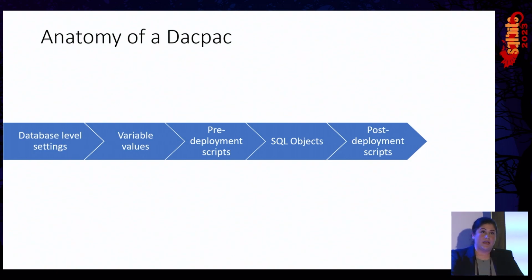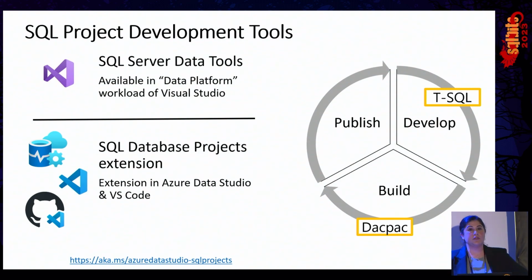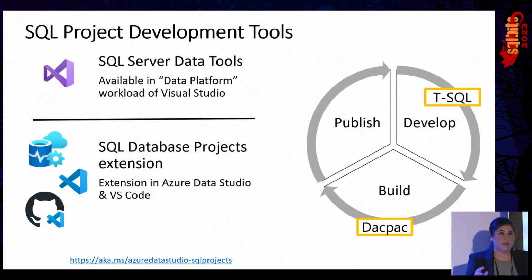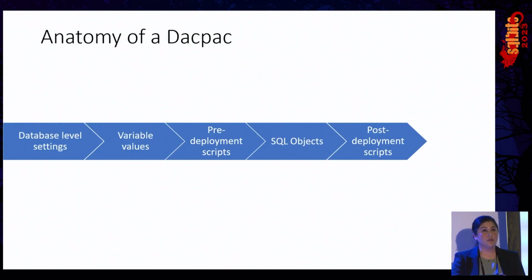What is a Dacpac? And how does that work? So when we are done building, if I go back to the diagram here, you're developing, you're creating tables, you're creating indexes, updating, whatever you're doing, developers are doing their own things in the T-SQL. Now they're ready to build. So they right click on their SQL projects and say build. We create a Dacpac for that. And what is a Dacpac? So basically the Dacpac includes all of these things. It has the database level settings, the variable values, pre-deployment scripts, the actual SQL projects, and then post-deployment scripts.